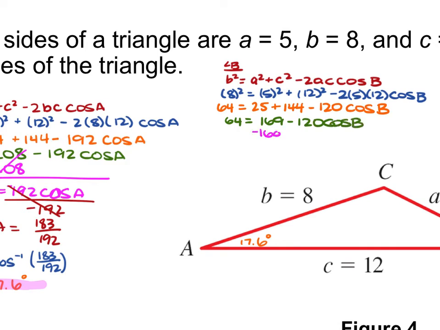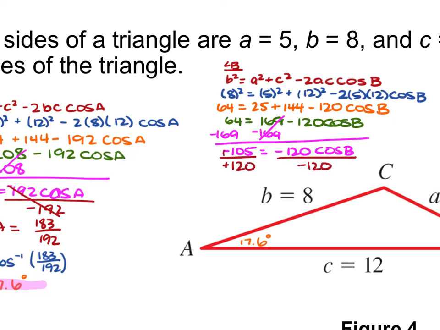Subtract the 169 from each side. 64 minus 169 is negative 105. It's equal to negative 120 cosine B. We divide each side by the negative 120. These become positive, so we have cosine B is going to equal 105 over 120.